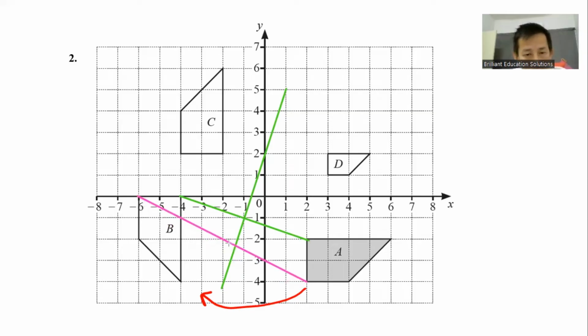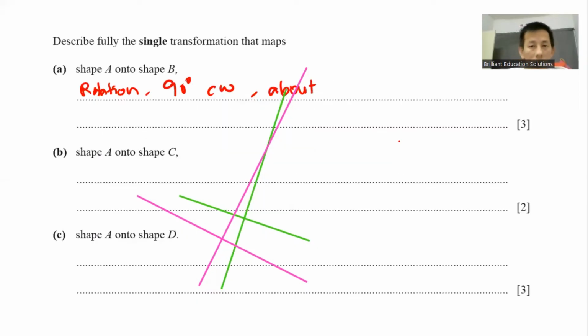The perpendicular bisector here. So from here, you only need to construct two, and you see the intersection point here. This will be the center. The center will be at (0, 2). So about (0, 2).